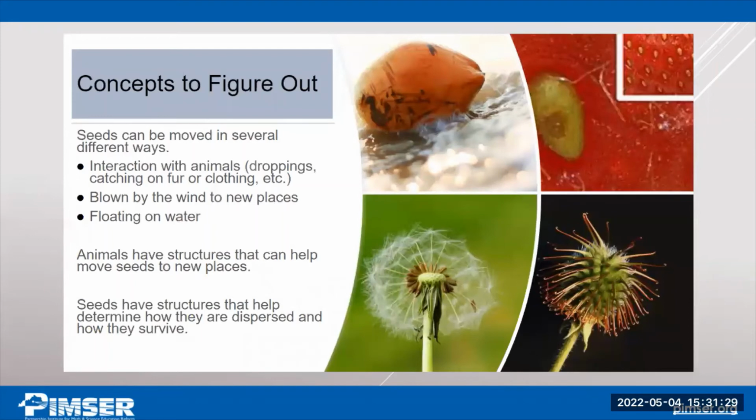During our short study of seed dispersal and plant and animal interdependence, I hope students are going to figure out the following science concepts. I want them to know that seeds can be moved in several different ways: by interaction with animals, either catching in fur or feathers and being moved that way, or by being eaten and moved when an animal deposits their droppings. That they may be blown by the wind, or they may float to a new place on water. Also important that they understand that animals have structures that can help move seeds to new places, and that seeds have structures that help determine how they are dispersed and how they're going to survive.